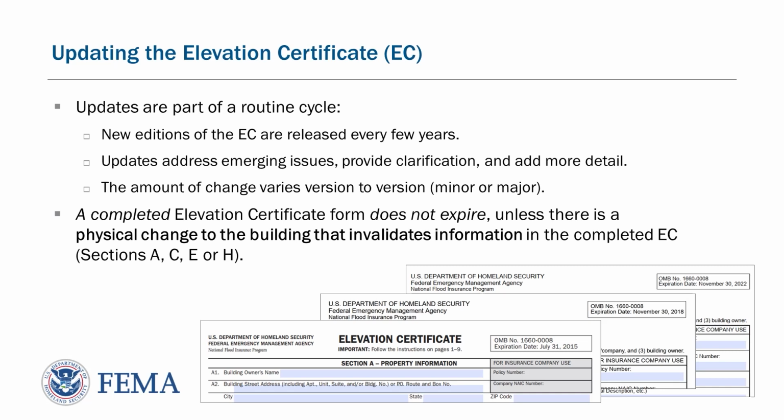If modifications have been made to the building or its adjacent grade, a new elevation certificate should be generated using the latest version of the form. A new form would be required, for example, if there's been substantial damage or substantial improvement to the building, or any modification that changes the information on the elevation certificate, making it invalid.